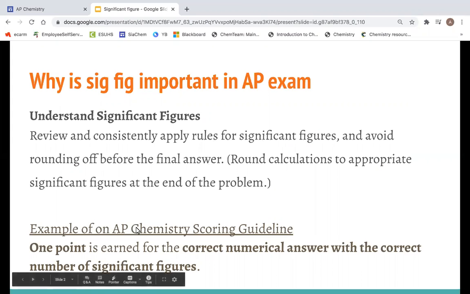So, here is an example from the AP Chemistry scoring guide. One point is earned for the correct numerical answer with the correct number of significant figures. So this is the rule or scoring guide that determines whether the students get a point or not.